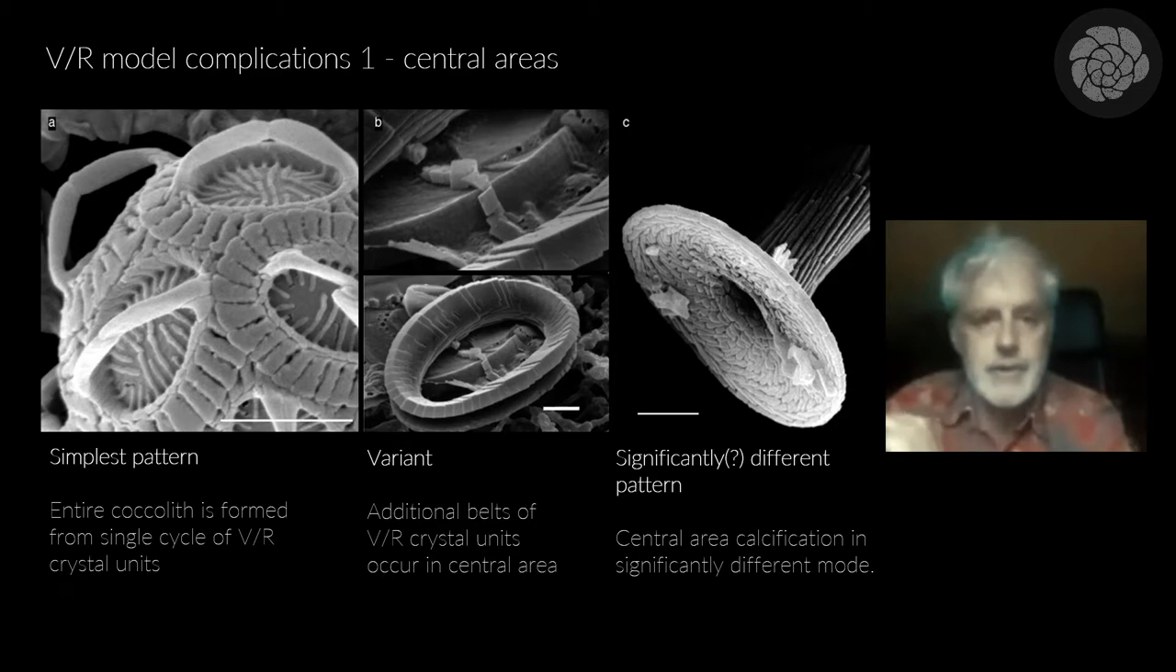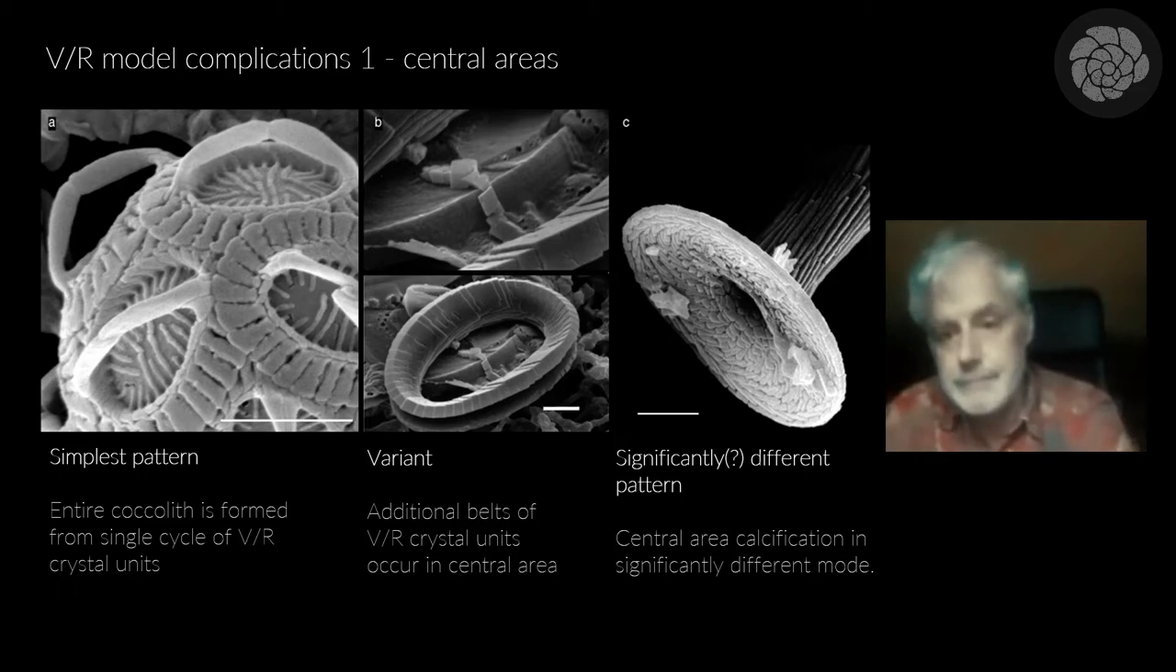Quite often, when you look at those sorts of central structures, and quite a lot of Mesozoic ones show this, you actually see two types of crystals alternating as you go along that central structure. I see this as being like V/R nucleation, but with one belt of V/R nucleation around the rim and a second one going across the center. Then you can have something significantly different, which is what happens in, say, Rhabdosphaeraceae, where they have V/R mode in the rim, but in the central area they're doing something totally different.